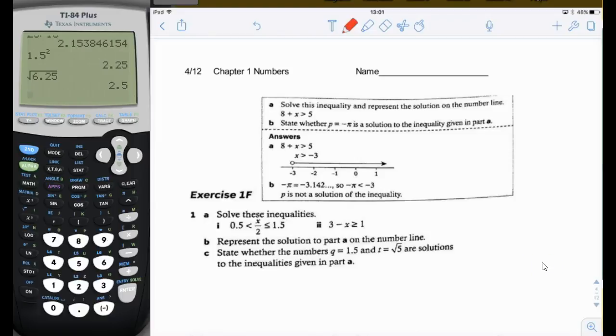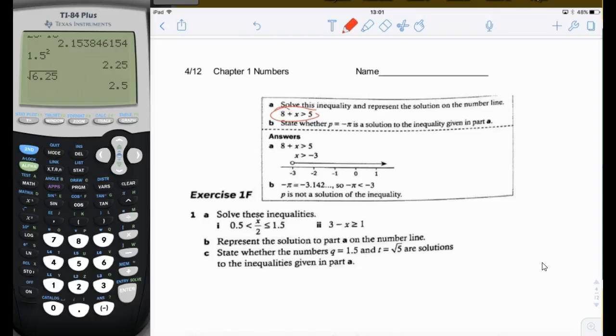Numbers, page 4. So let's do an example problem here. We have an inequality, 8 plus x is greater than 5. And then we're going to simplify this inequality so that it only has the variable on the left side. So how do we do that?